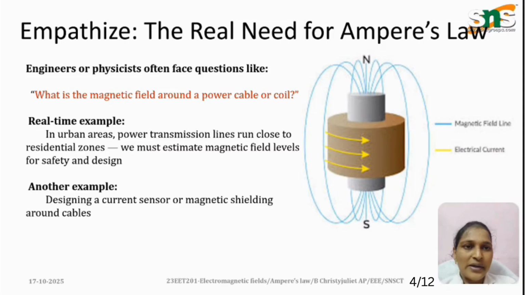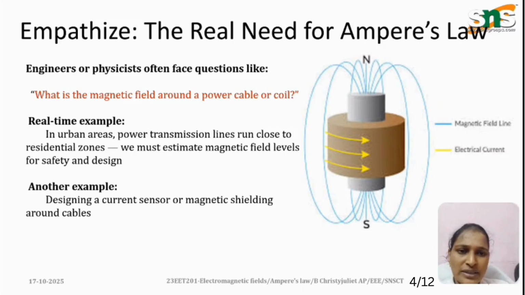So first, what is the need for Ampere's law? As we know, whenever a power transmission line runs close to residential zones, we must estimate magnetic field levels for safety and design. In general, we are very much aware that whenever a current flows through a conductor, an invisible magnetic field is produced around the conductor. So, what is the magnetic field around a power cable or coil? What is the reason, and how much will this magnetic field be?